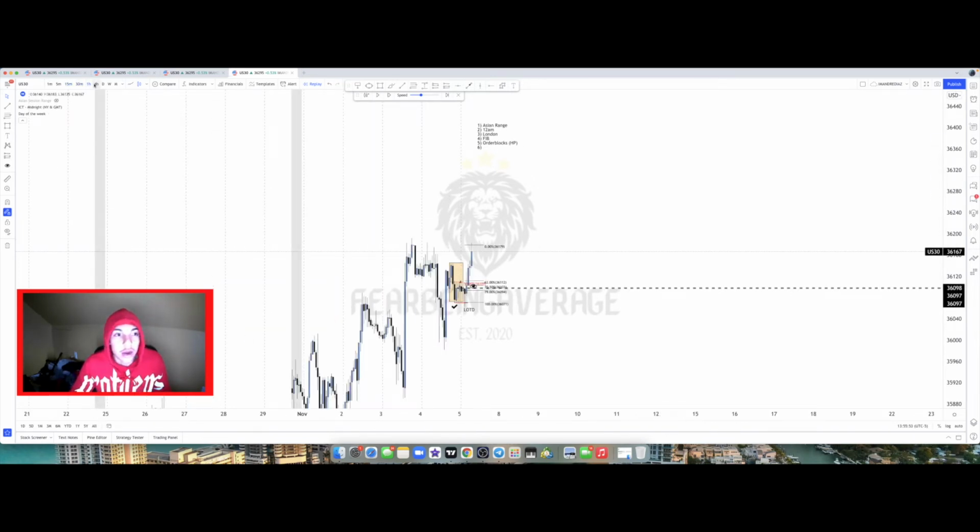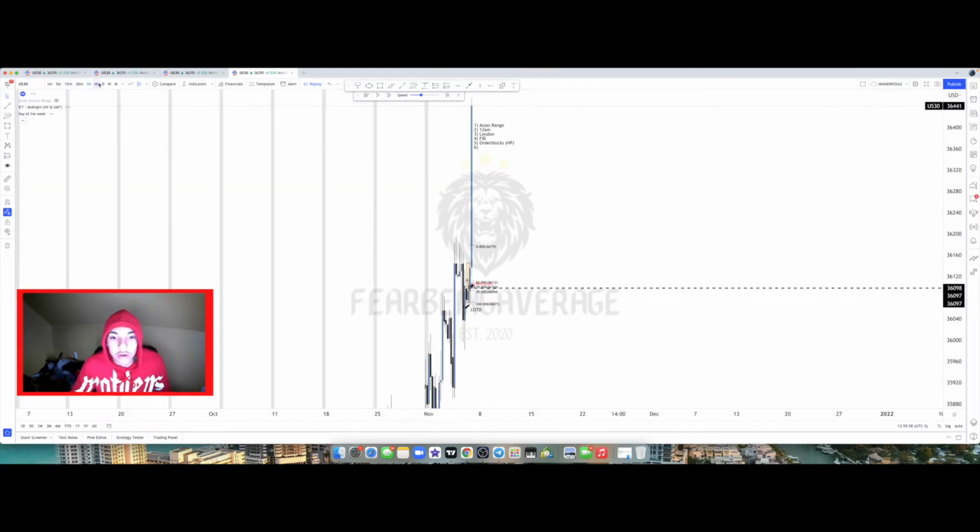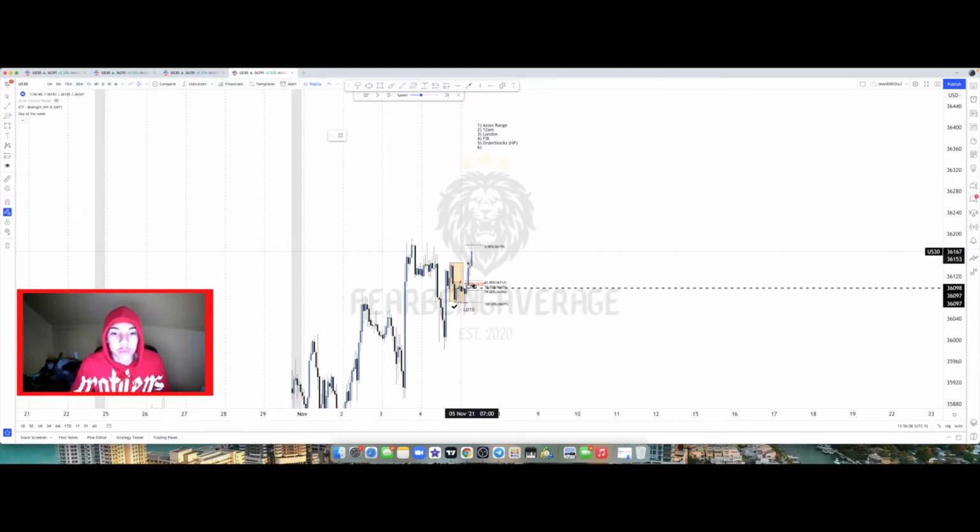So we're going to go to the 1 hour. We see that we have a 1 hour order block right here. We're going to go to the 4 hour. We don't really have any order blocks. So the only high probability order block we have is right here on the 1 hour, which is in this general area in which price was at.